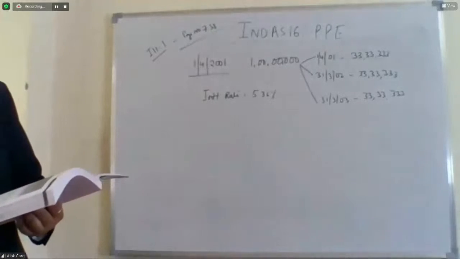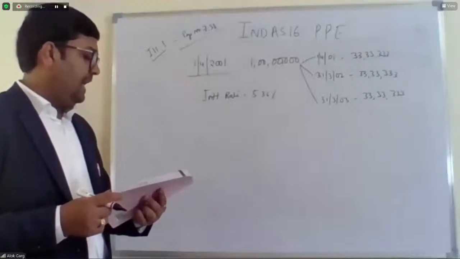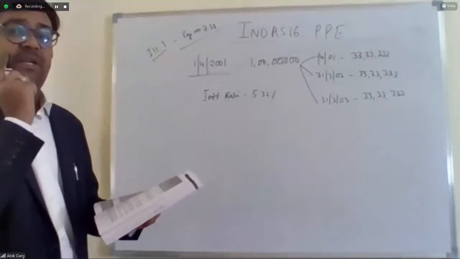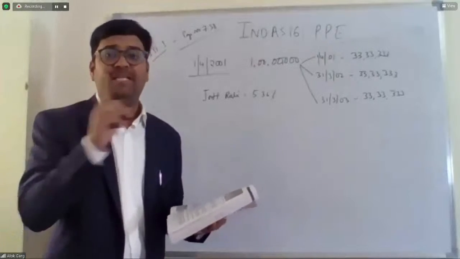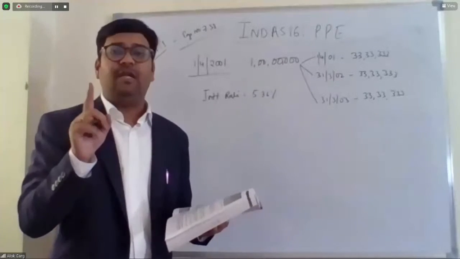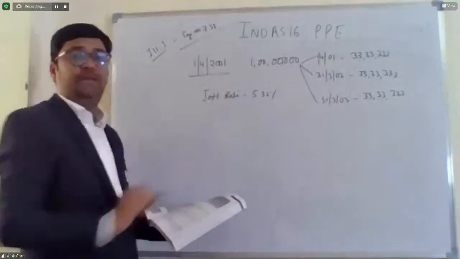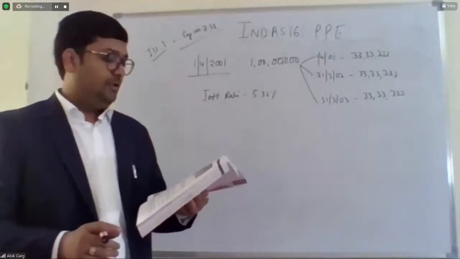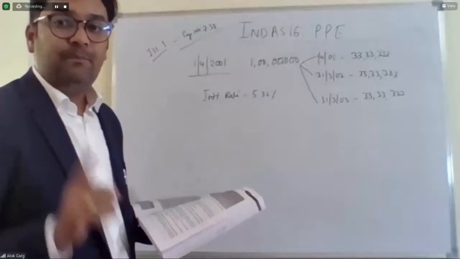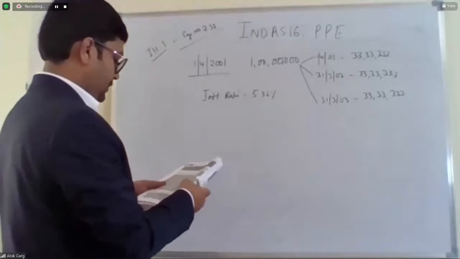Now the question is, you are required to present how the property will be recorded in accordance with Ind AS 16. First of all, the property is recorded at cash price equivalent. The cash price equivalent is not given in this question. Then what to do? The interest rate is given, 5.36%. It means you have to calculate the present value of the property. How to calculate the present value of the property?